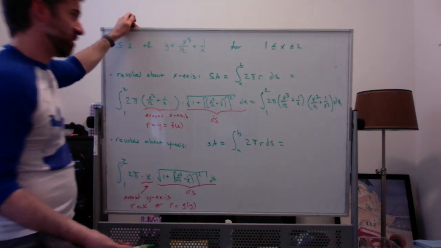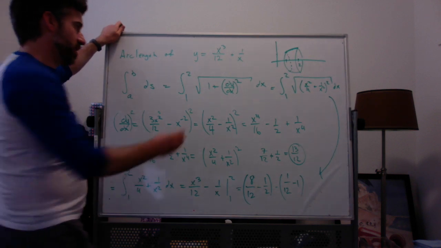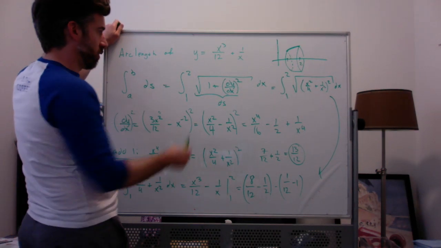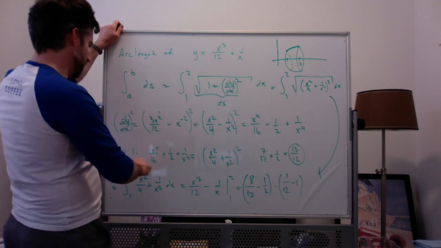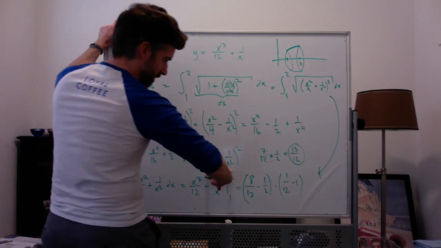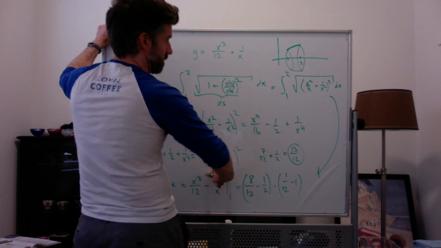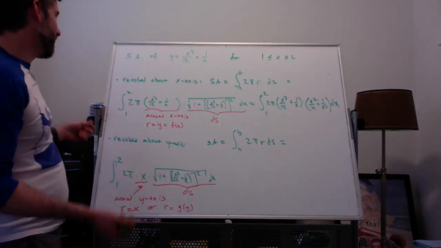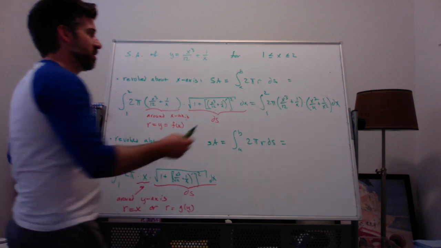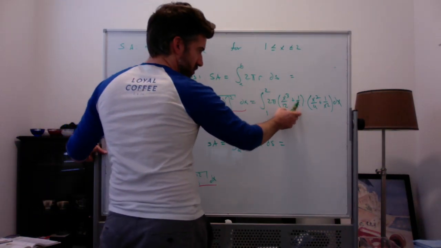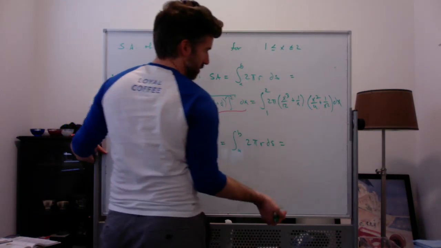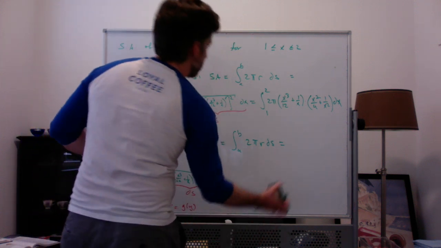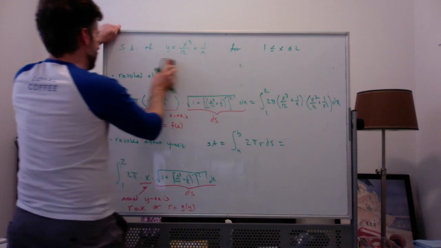Right, I'll just say that again. If this is my ds, ds is the square root of 1 plus this squared. Here's the 1 plus this squared, which is just this. And if you take the square root of that, you're just back to x squared over 4 plus 1 over x squared. So going around the x-axis in this case, you get the integral of 2 pi times your function times your ds. And then it's going to be a little bit gross. I'm going to erase up here so I have room to write out what the integral actually is.